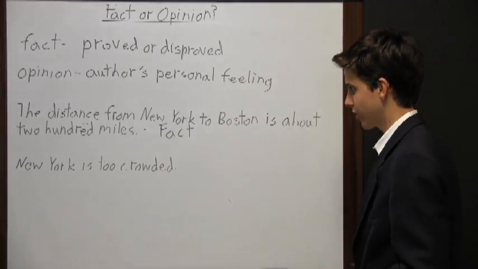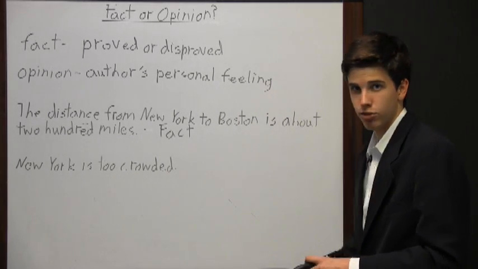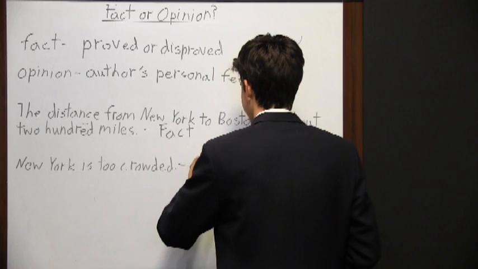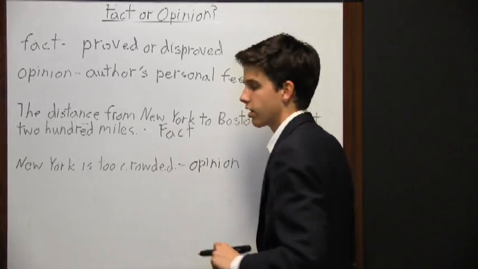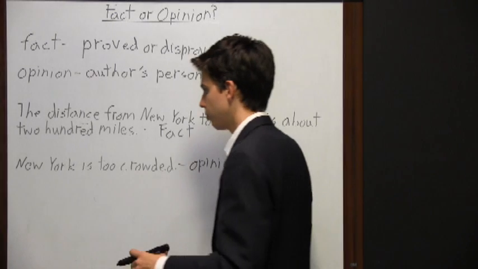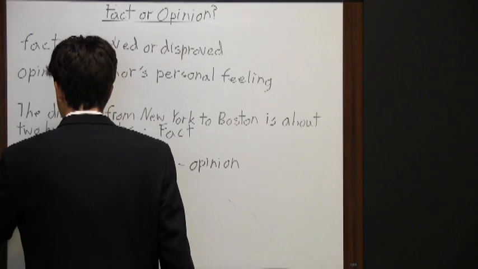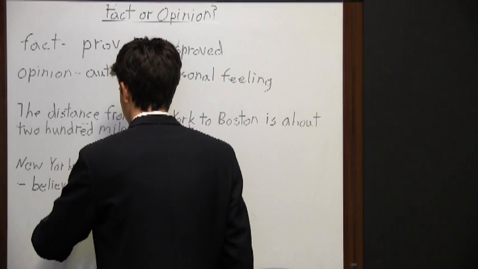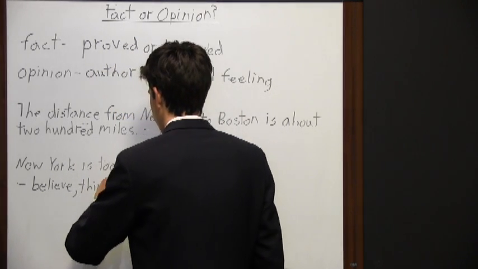Now, the sentence New York is too crowded is stated almost like a fact, but it is still an opinion because there is no objective way to measure overcrowding. And so many times an opinion will be indicated by words like believe, think, or feel.